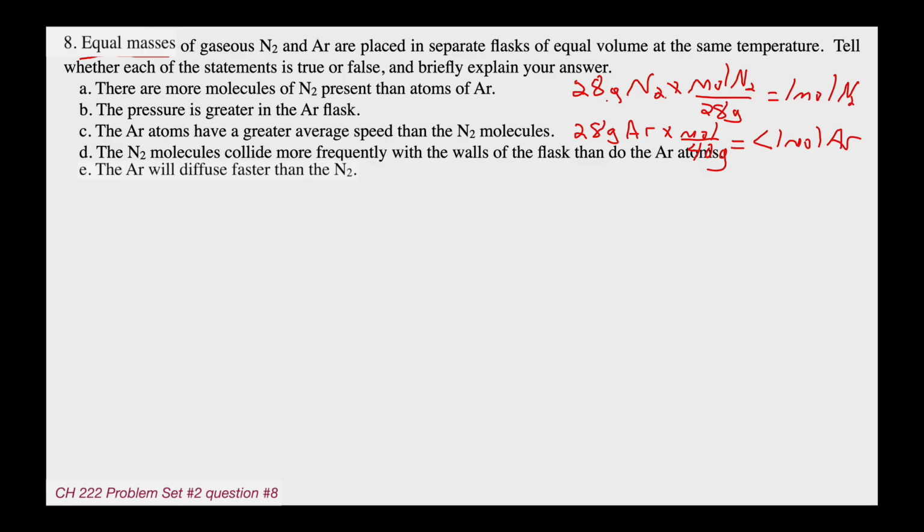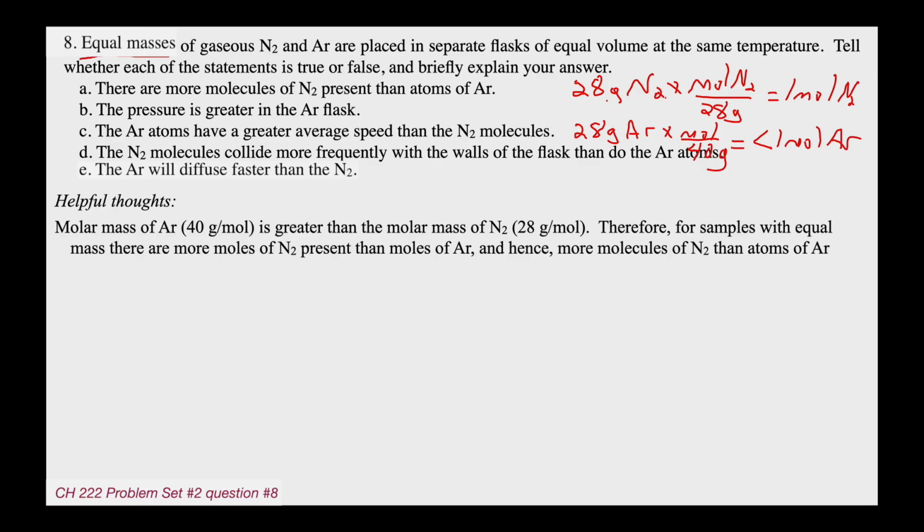Now that we've got the moles out of the way, here's a few helpful hints. You can see number one, the molar mass of argon is greater than the molar mass of N2. And so samples with equal mass, and I picked 28 grams, but you can pick any number you want, you're going to find more moles of N2. And because moles are proportional to molecules or atoms, you're going to have more molecules of N2 than you're going to have atoms of argon. I'm also going to throw this equation in there. It's the energy of a gas. We'll talk about this part in a little bit, so just hold that thought for a second.